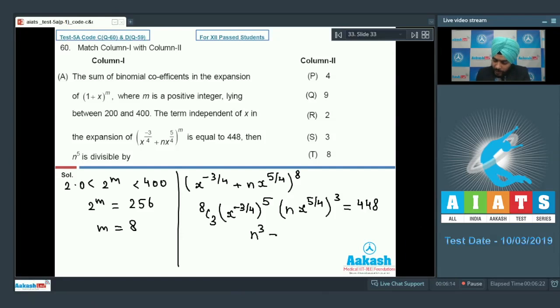From here you will get n cube is equal to 8. So n is equal to 2, n power 5 is equal to 32. The question is saying that n power 5 is divisible by. So it is divisible by P, R, T. That means 4, 2 and 8. Okay. Let us move on to B part.